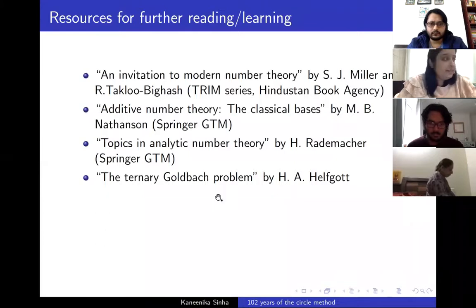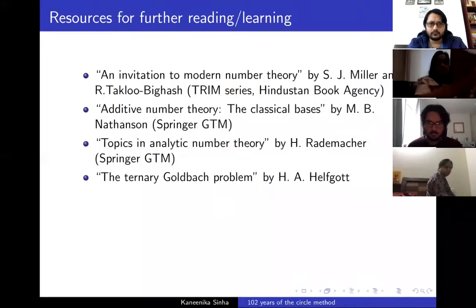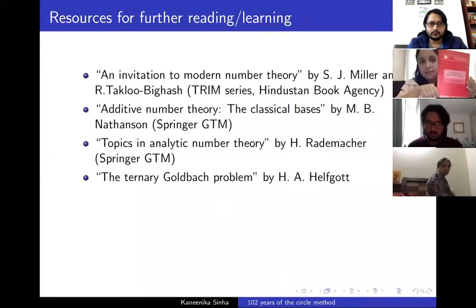Now some resources for those of you who would like to do further reading about this. First is this very nice book, An Invitation to Modern Number Theory by Stephen Miller and Ramin Takloo-Bighash. This has appeared in one of these red books, the TRIM series brought out by the Hindustan Book Agency. This is like a problem book. It covers many important areas of modern number theory, like probabilistic methods, connections with random matrices, and of course, the latest developments in the circle method. This book covers all of that in a problem format.